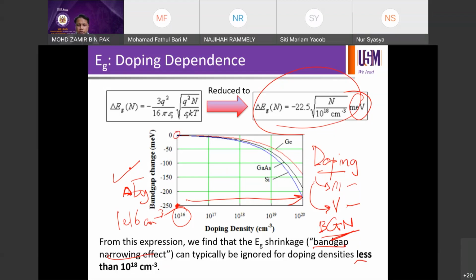So if you increase the doping to 10 to the 17, do you see any significant change in the band gap on the Y when you increase the doping density or the doping concentration to 10 to the 17? Do you see any significant change on the y-axis? Anyone?